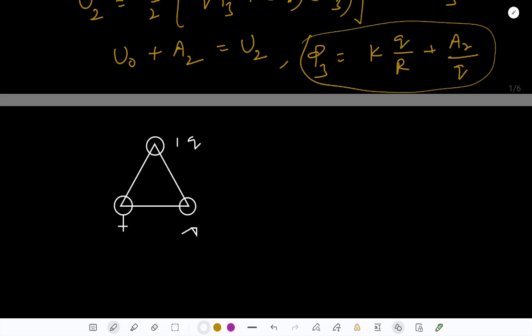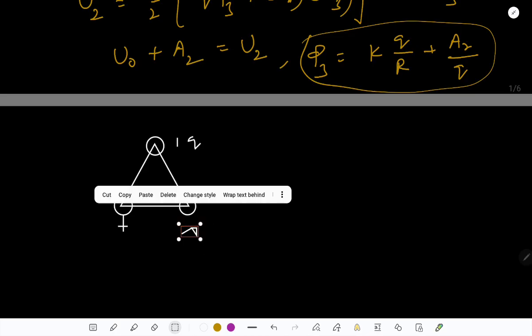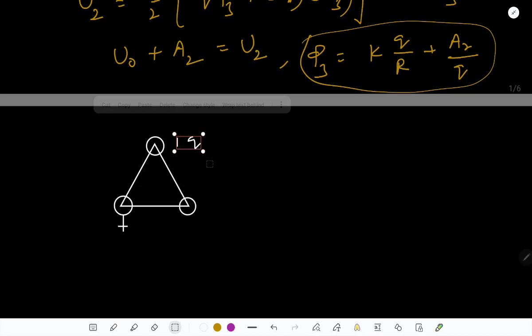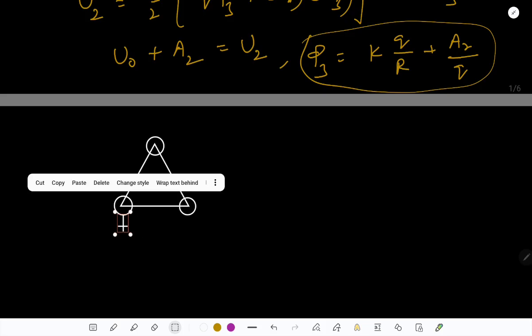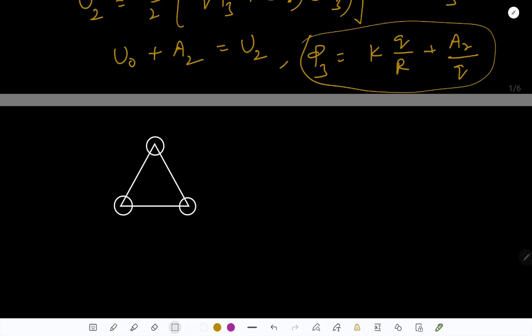You need to visualize like this. Look, I have to remove something first, and I can write it like this: plus q, plus q, plus q, where the charges were before they were brought together to form the equilateral triangle. So initially they were all separated at infinite distances from each other. That means they were isolated from each other.